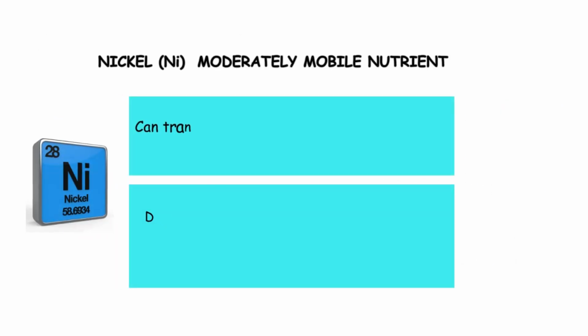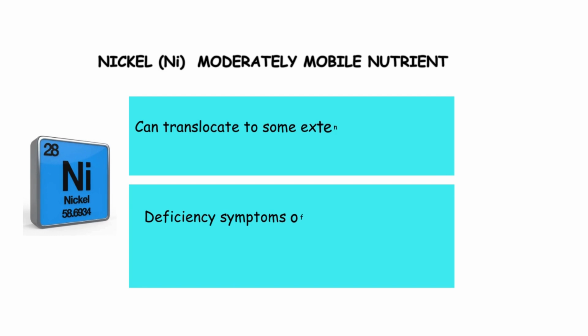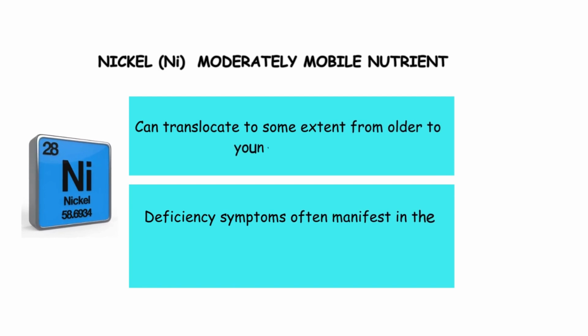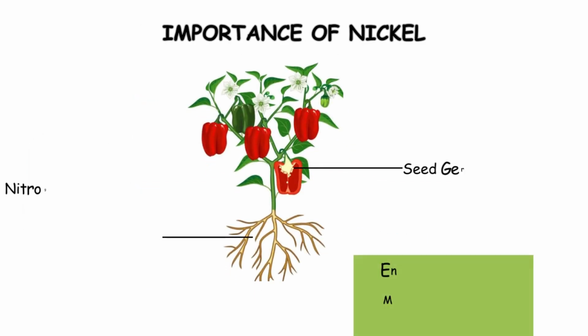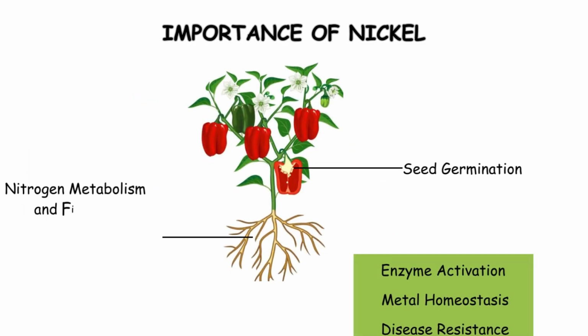Last but not least is nickel. Now, the discovery of nickel as an essential nutrient for plants is relatively recent compared to the other essential elements. Nickel can exhibit both immobile and mobile characteristics depending on the plant species and the specific conditions. Nickel has a very interesting role in plant growth.